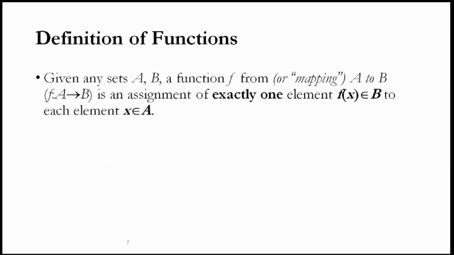So now we will mathematically define the function. Having understood this, given any sets A, B, a function f from A to B, that is our mapping from A to B, is an assignment of exactly one element f(x) belonging to B to each element x belonging to A.